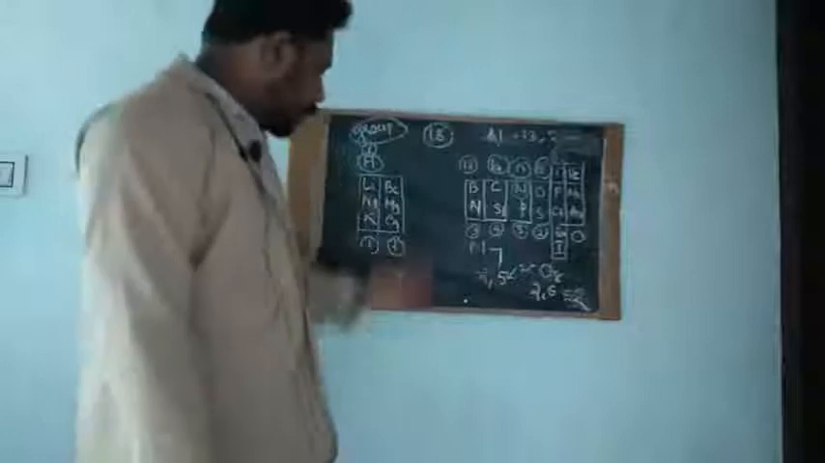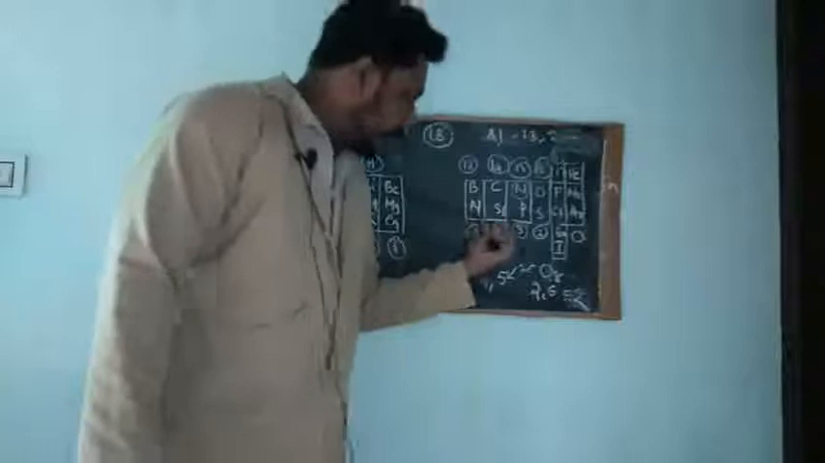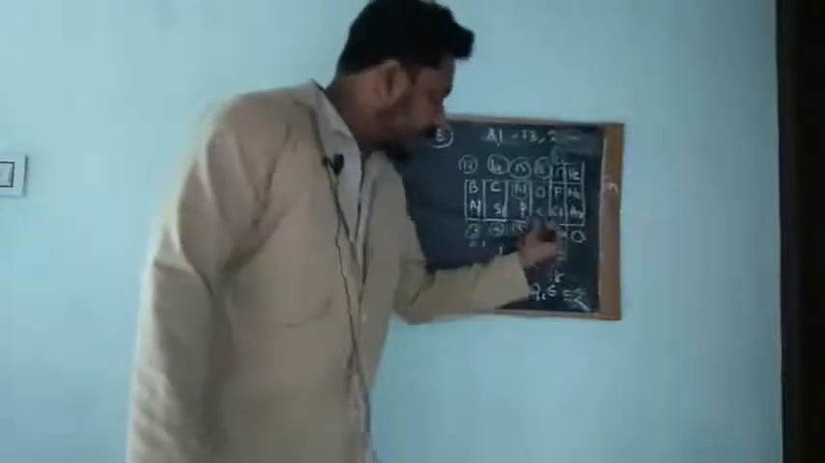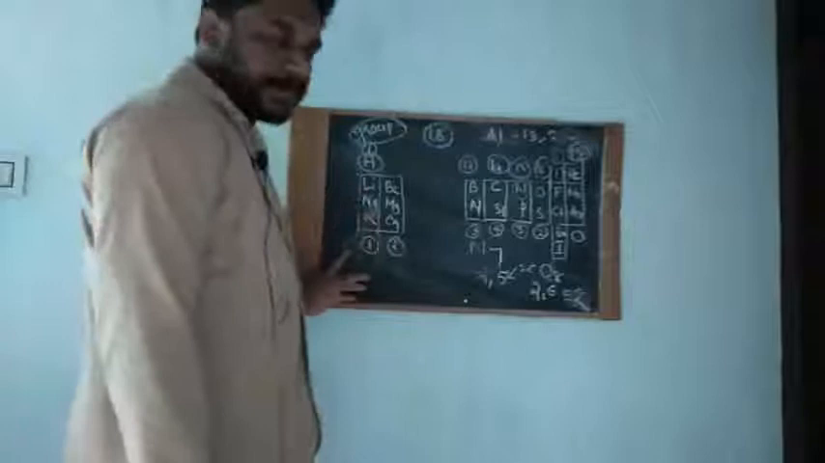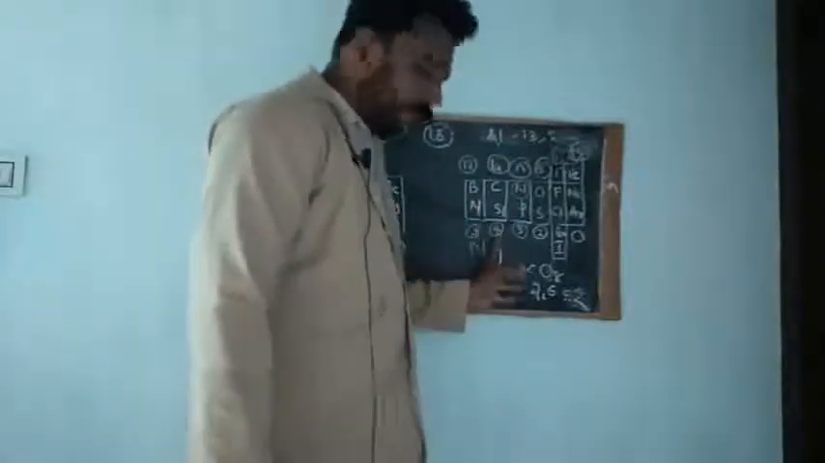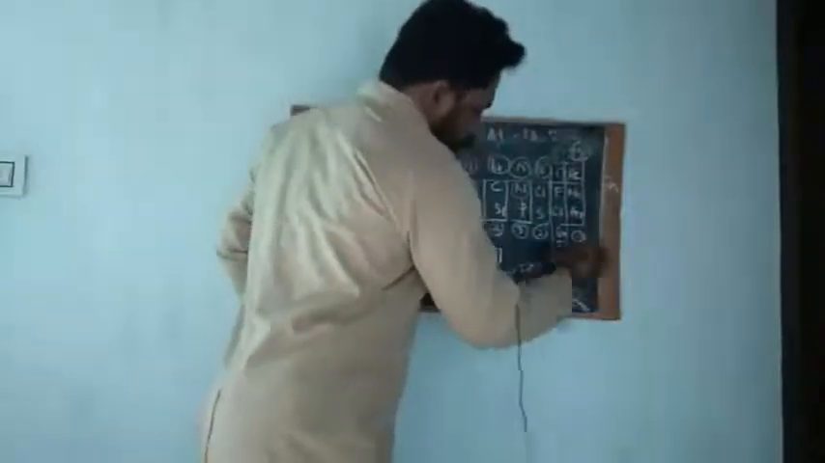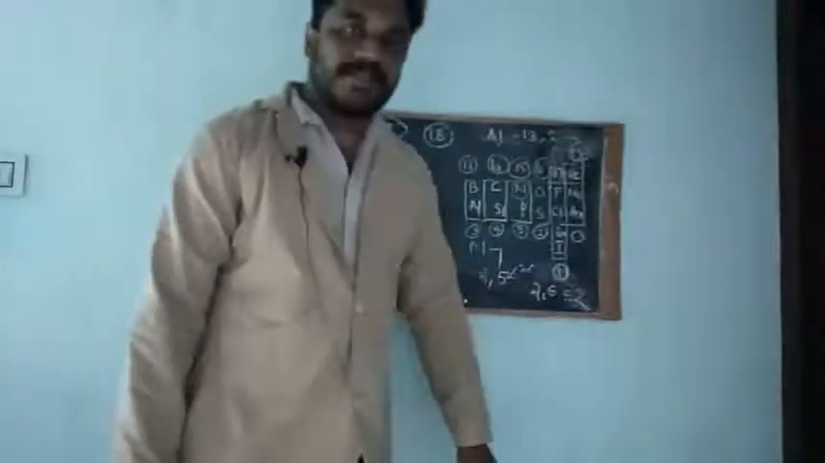So this is how you should learn the periodic table by heart. Learn the first, second, 13th, 14th, 15th, 16th, 17th and 18th group elements. First group valency is 1, second group valency 2, 13th group valency 3, 14th group 4, 15th group 3, 16th group 2, 17th group 1, and 18th group valency is 0.